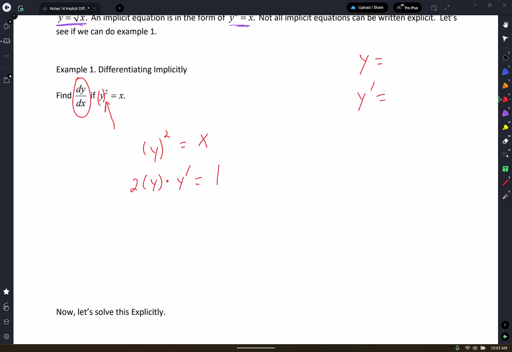How do we feel right now? Okay, I'm going to rewrite it. Remember that y prime does in fact mean dy dx. So I'm going to write 2y dy dx equals 1. Have I confused anyone? Okay, I am solving for dy dx. Why are you solving for dy dx? Because they told me find dy dx.